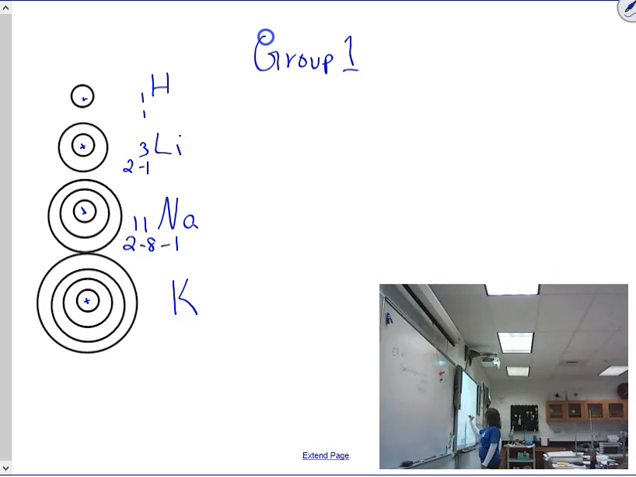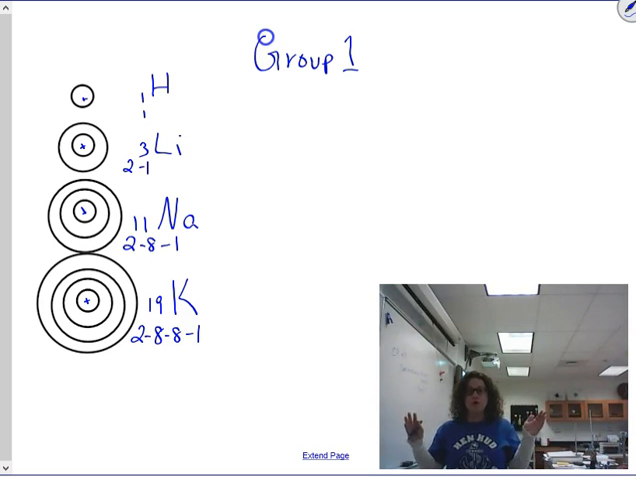Potassium has an atomic number of 19. Its electron configuration is 2, 8, 8, 1. It has 2 electrons in the first orbital, 8 electrons in the second orbital, 8 electrons in the third orbital, and 1 electron in the fourth orbital. So it has 4 orbitals. So as you go down a group, the atoms add an orbital.